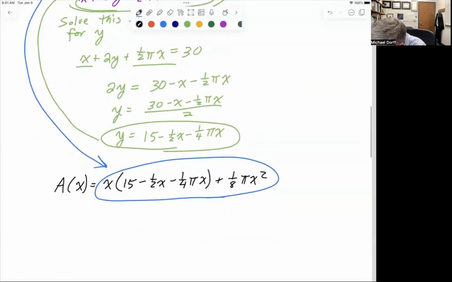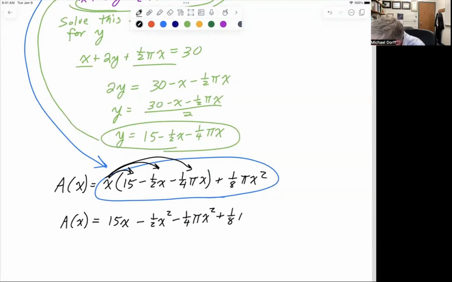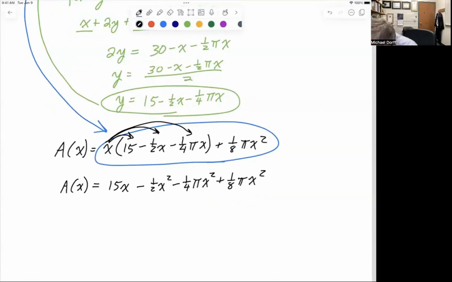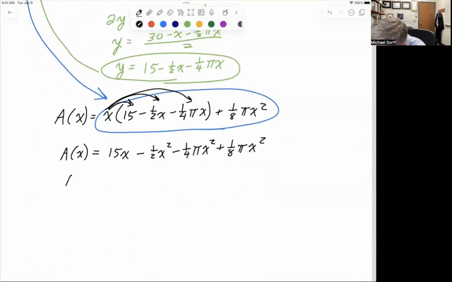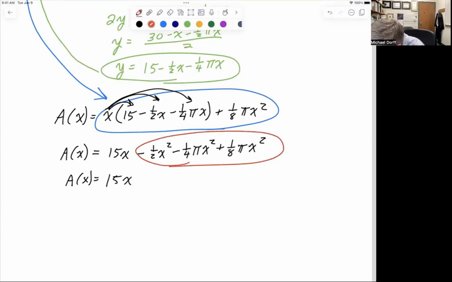Let's then simplify this a little bit. So A of x is 15x. I'm going to distribute my x out here to different terms. So I have 15x minus 1/2 x squared minus 1/4 pi x squared plus 1/8 pi x squared. At this point, I can continue to simplify it if I'd like, or I could wait and simplify it later. I'm just going to go ahead and simplify it a little bit more. So A of x is 15x. And then for everything here in red, I want to get a common denominator. My common denominator is going to be 8.